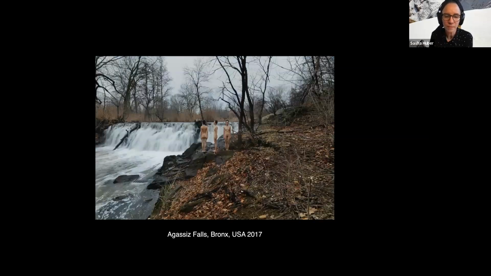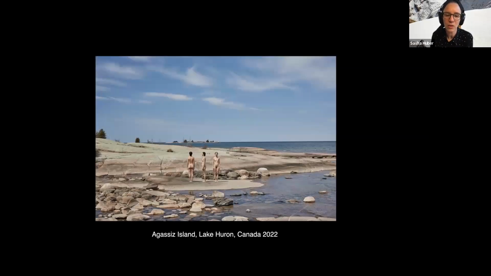Bronx, New York. Here, this waterfall is called Agassiz, and on the left side is the Bronx Zoo. And this was made in the early morning because the Americans don't like naked people on the street. So that was that.